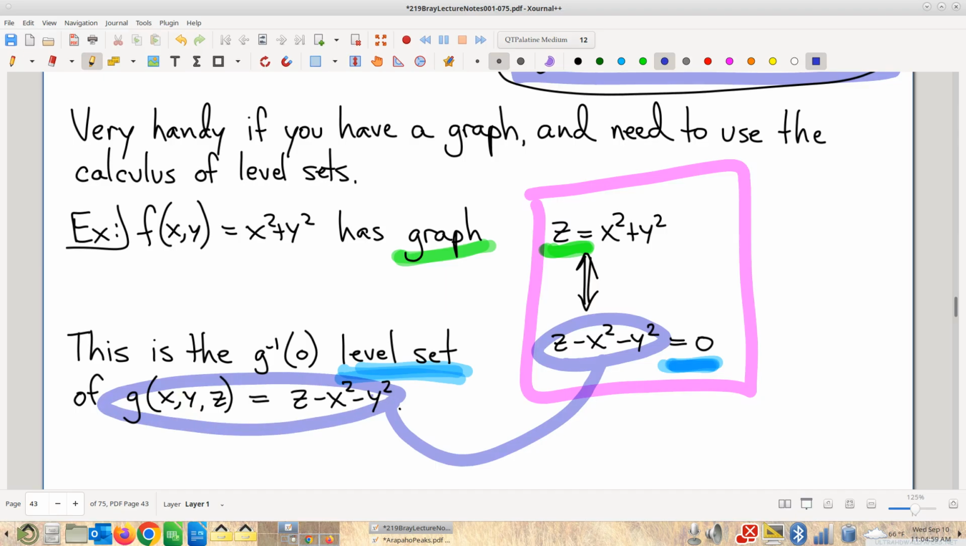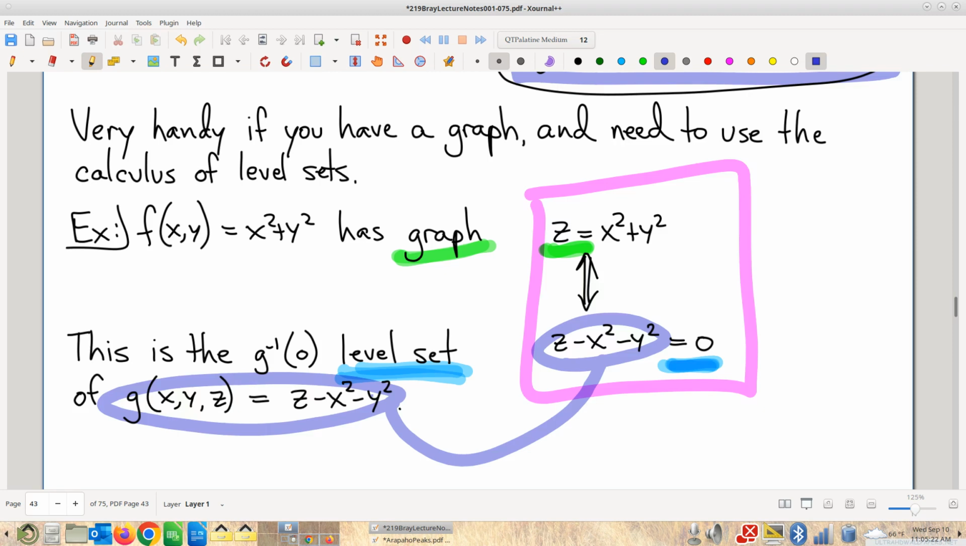That makes sense to everybody? And if you apply the calculus of level sets to the original function f, you get nonsensical garbage. Got nothing to do with the question. Is that cool? So little subtleties, right? The devil's in the details, and you gotta be careful, right? Watch out for those little detail devils.